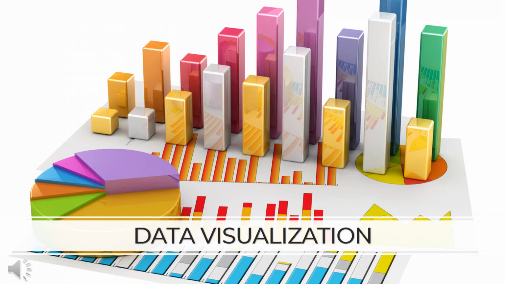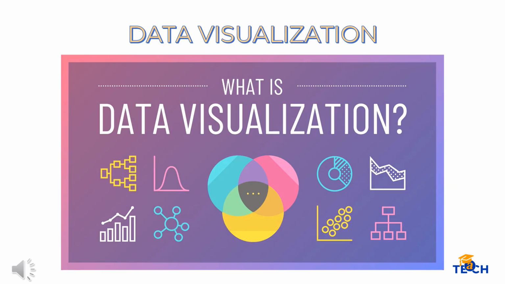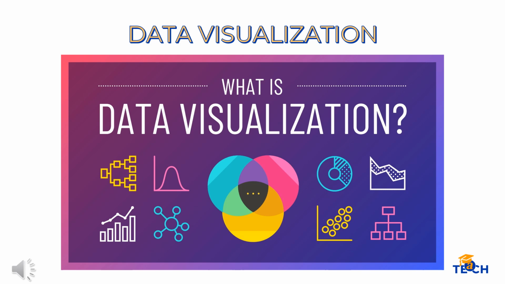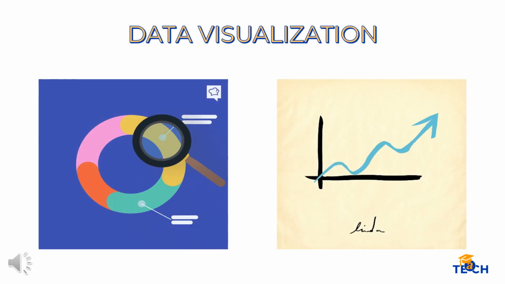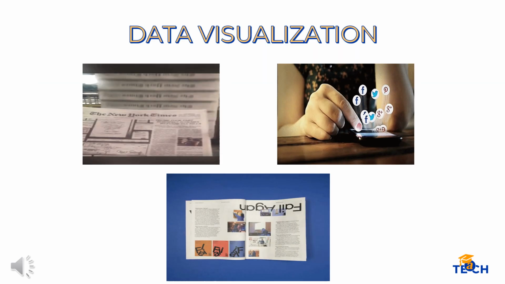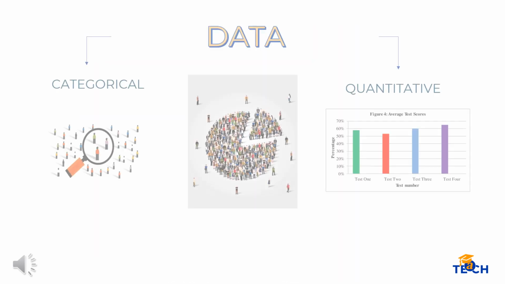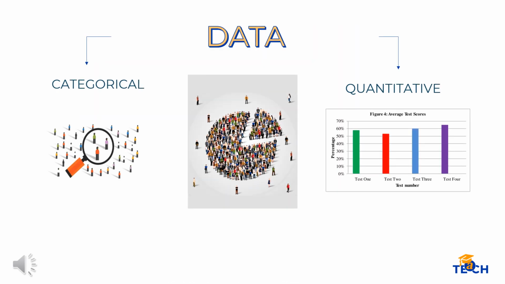For the last few videos, we've discussed ways to summarize data using numbers. We have used measures of central tendency and measures of spread. But sometimes it can be helpful to actually see your data in addition to having numbers to describe it. Data visualizations are important to understand because you'll see them every day in the news, on Facebook, or even in magazines. There are two main types of data that we might encounter.